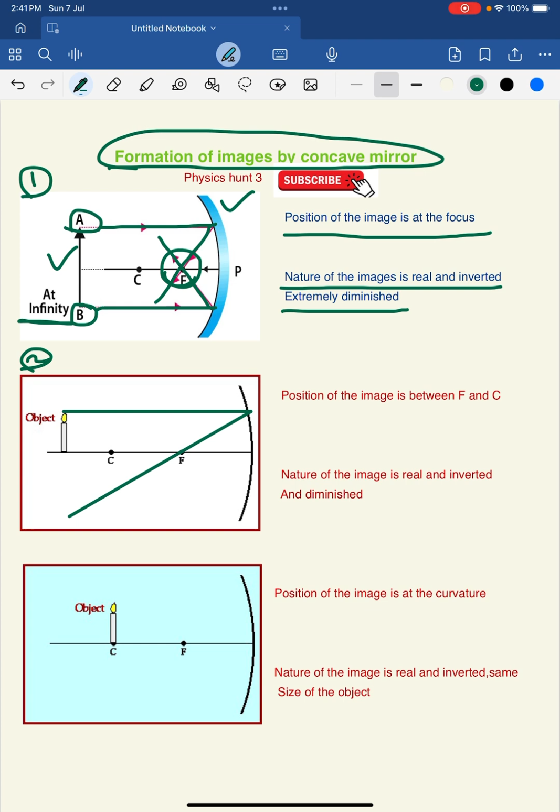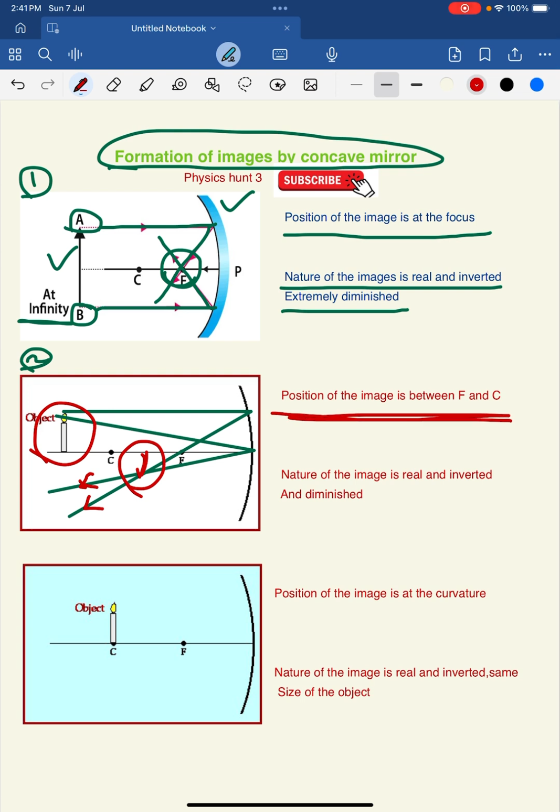Now the second ray of light which starts from the object and is directly incident at the pole, after reflection, the reflected ray is passing through like this. If you look carefully, this is the first reflected ray and this is the second reflected ray, correct or not? So these two reflected rays coincide exactly at this location. If you connect a line from there to the principal axis, this is the image of this object. So here the position of the image is between focus and center of curvature.